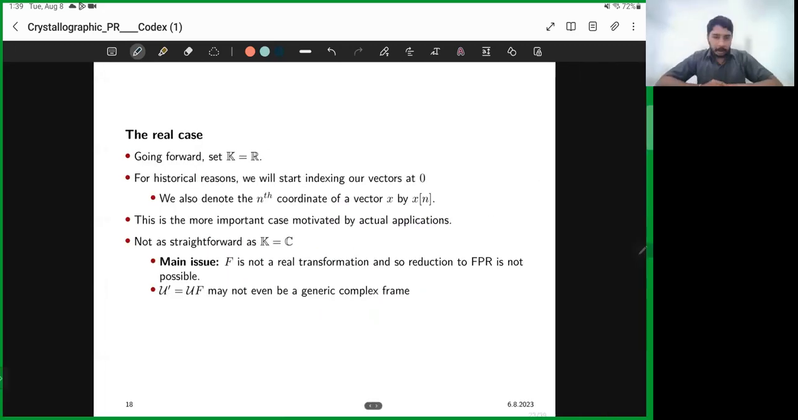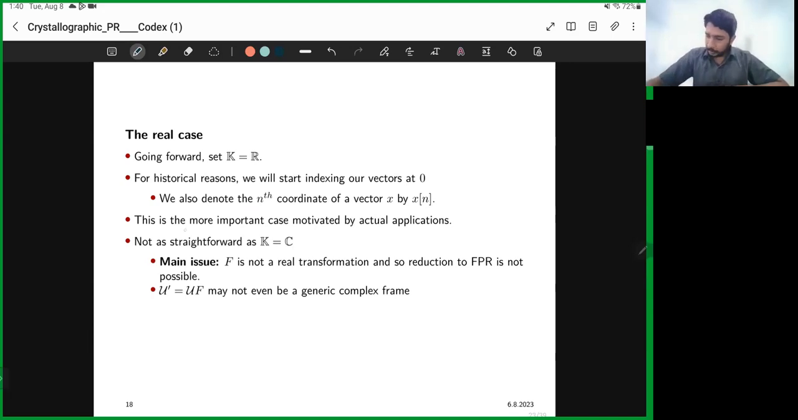So here we are with the real case. We're going to set k equals R. And for historical reasons, we will start indexing our vectors at 0, and we'll denote the nth coordinate of a vector by this square bracket. This is really done to be consistent with the existing literature in Fourier and a lot of numerical analysis and Fourier phase retrieval papers in the past, where people do this, and lots of computer scientists like this notation as well. So we're going to change our notation to be consistent with all that literature that already exists.